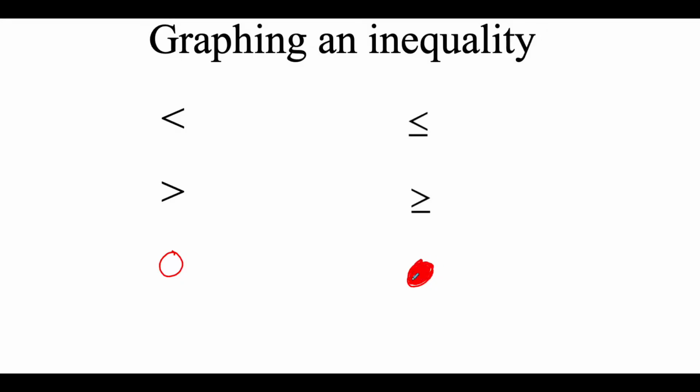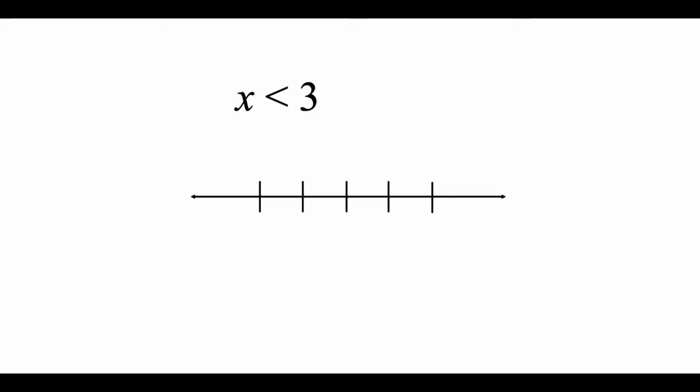So if we were looking at the inequality, x is less than 3, and we wanted to graph that out on a number line, the first thing I'm going to do is put some numbers on my number line. So I always like to put the number that we're dealing with right in the middle, and then as we go to the left, the numbers get smaller, so that would be 2 and then 1, and as we go to the right, the numbers get bigger, so that would be 4 and 5 on this number line.